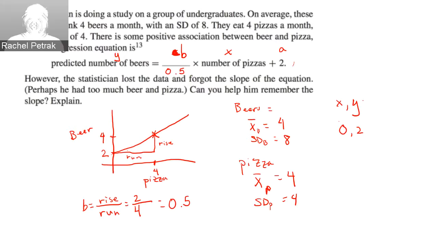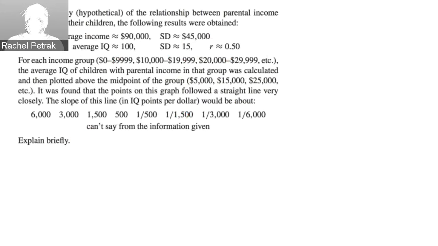Okay, let's take a look at our next problem. Now we've got a hypothetical large study of the relationship between parental income and the IQs of their children. And we've got some data laid out. You can see we've got all the relevant descriptive information that we would like. Obviously, there should be zeros here. I don't know what happened to them.